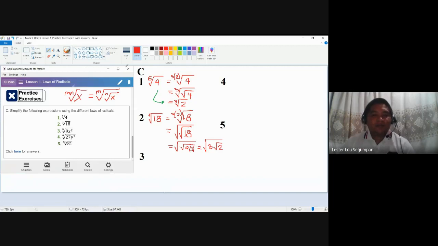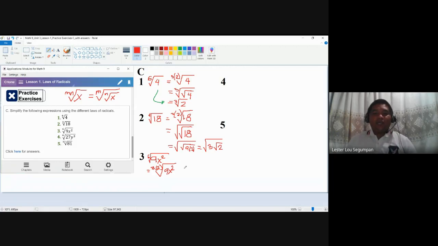As for number 3, it is the sixth root of 9x squared. Similar to number 1, we can rewrite this as 3 times 2, and then the radical symbol 9x squared.